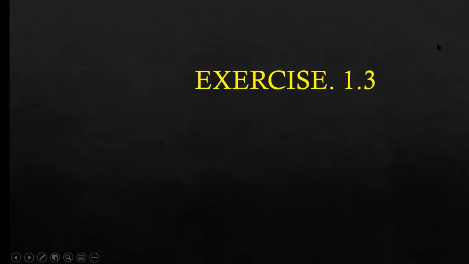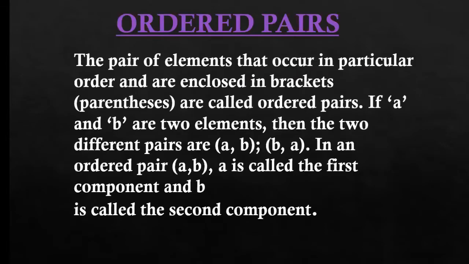Okay, now starting exercise 1.3. Before starting the questions, there are some terms which need to be clarified. First things first, which is ordered pairs. What are ordered pairs? The pair of elements that occur in a particular order and are enclosed in brackets. Which type of brackets? Parentheses are called ordered pairs. If A and B are two elements, then the two different pairs are (A, B) and (B, A). In an ordered pair (A, B), A is called the first component and B is called the second component.